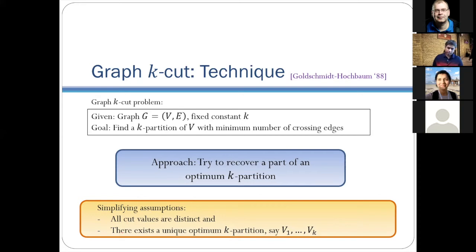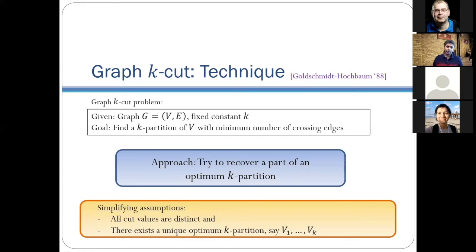Now, these two assumptions, well, you can relax them with careful tie-breaking rules. I'm not going to bore you with the tie-breaking rules. Instead, I'm going to work under these assumptions. All cut values are distinct, which implies that the min ST cut is unique for every choice of S and T. And there is a unique optimum K partition, which I will denote as V1 through Vk.